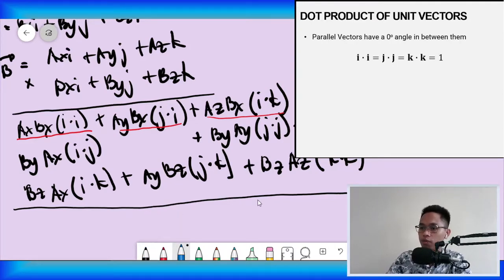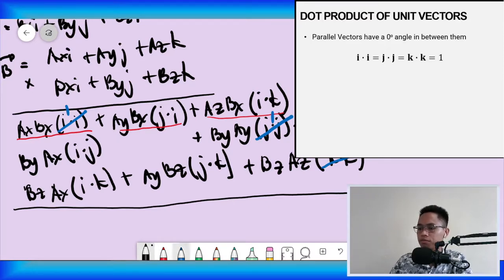So therefore, this would be I dot I equals 1. Likewise, J dot J is also equal to 1, and K dot K is also equal to 1. How about those that are not the same?